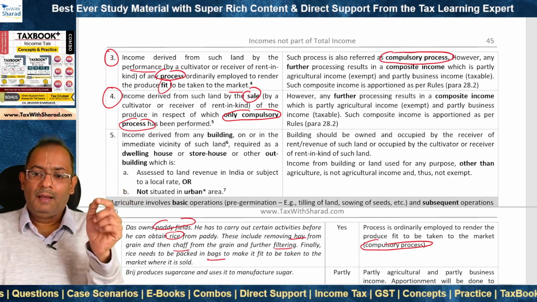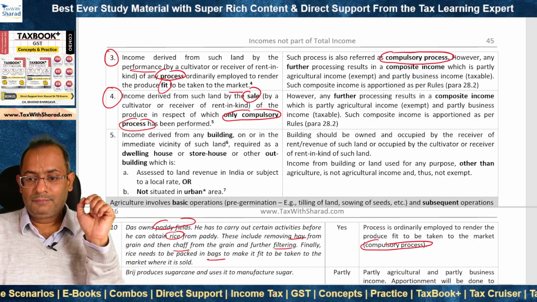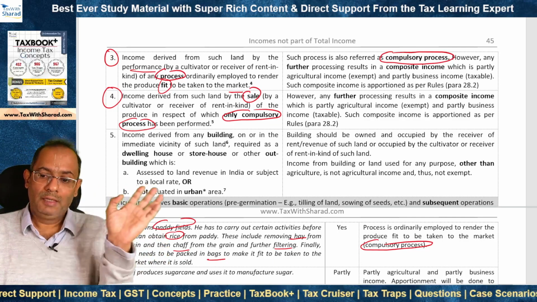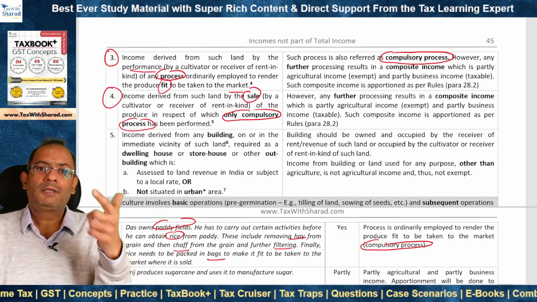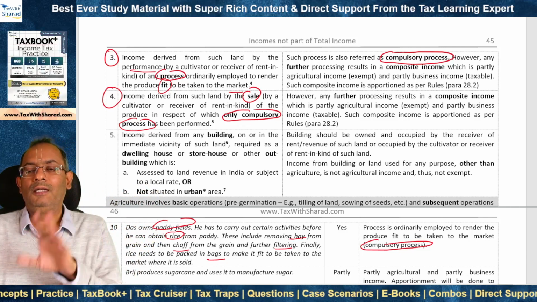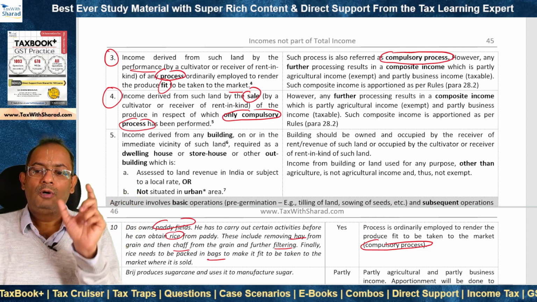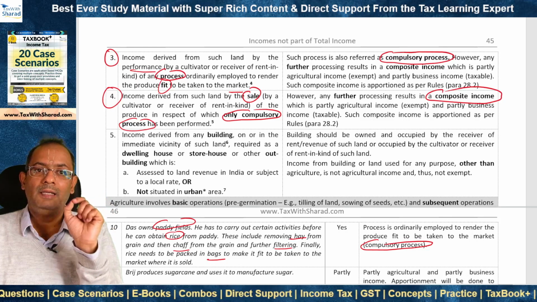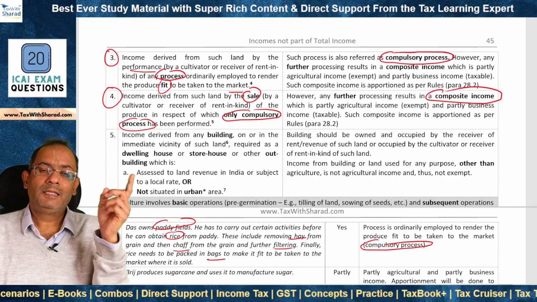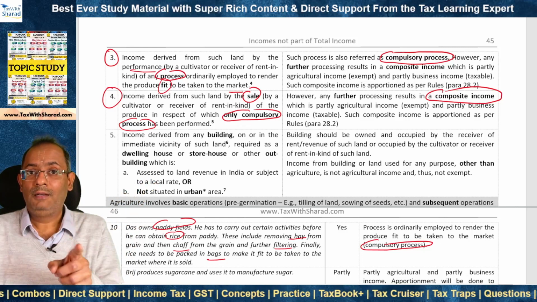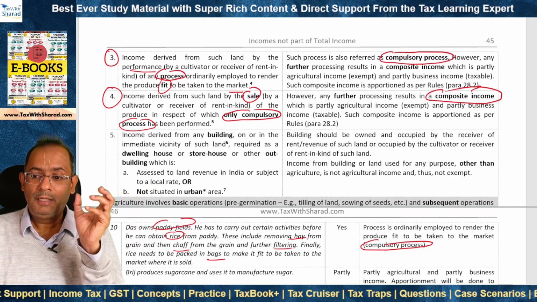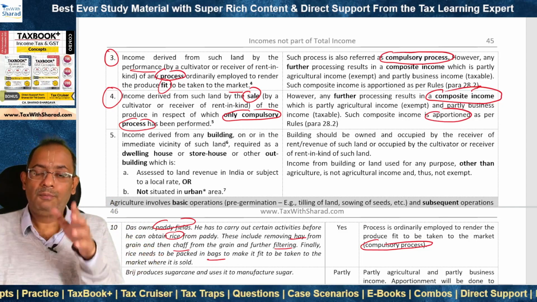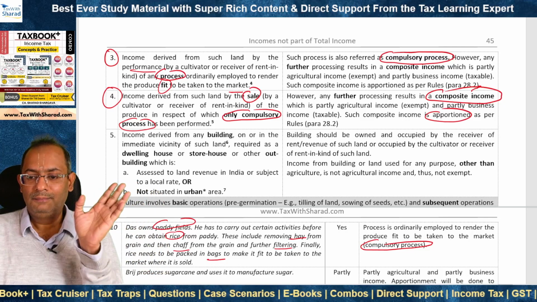But in a case a further process is performed which is in addition to the compulsory process, then taxable business income will also arise. For example, if sugarcane is processed to convert it to sugar and the sugar is then taken to the market and sold, a composite income will arise. Composite income means it will be a combination of exempt income, which is agricultural income, and taxable income, which is business income. So the composite income will need to be computed, and then it will need to be apportioned between exempt income and taxable income.